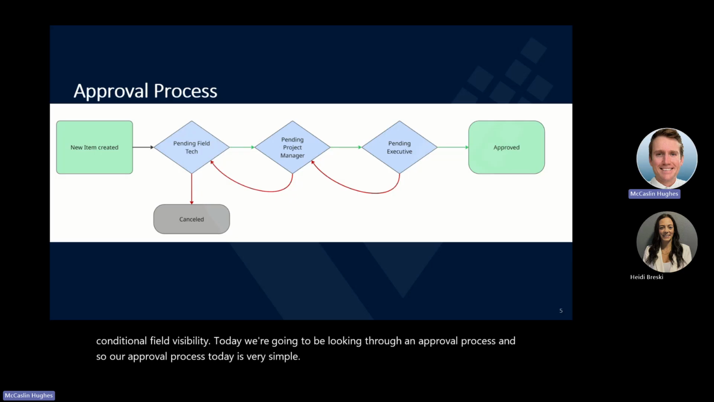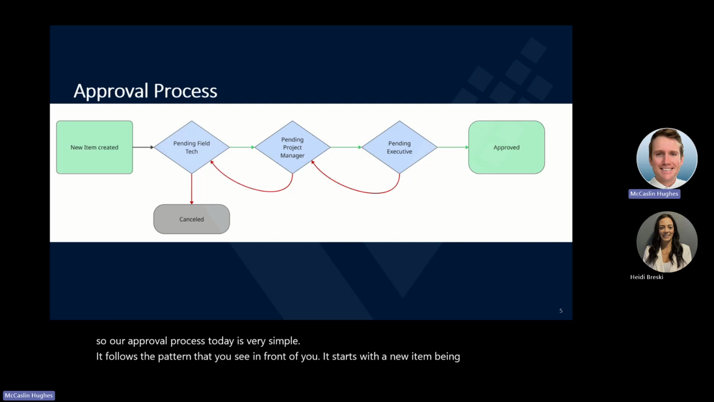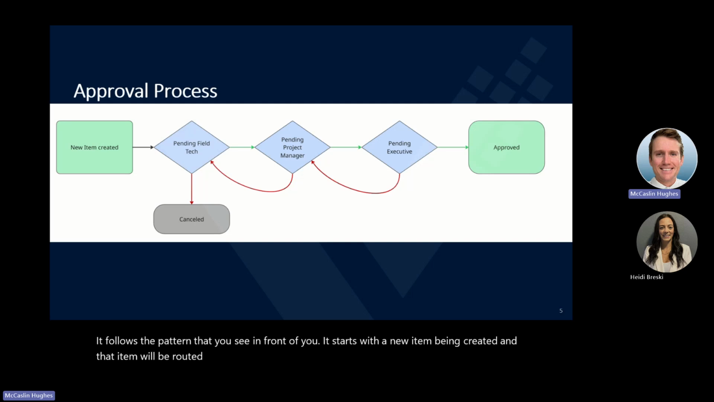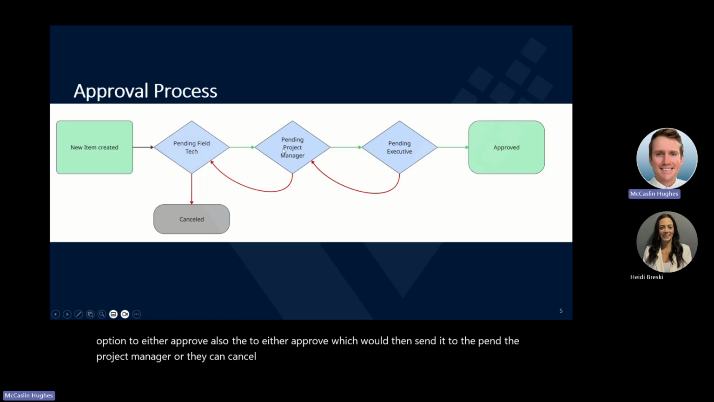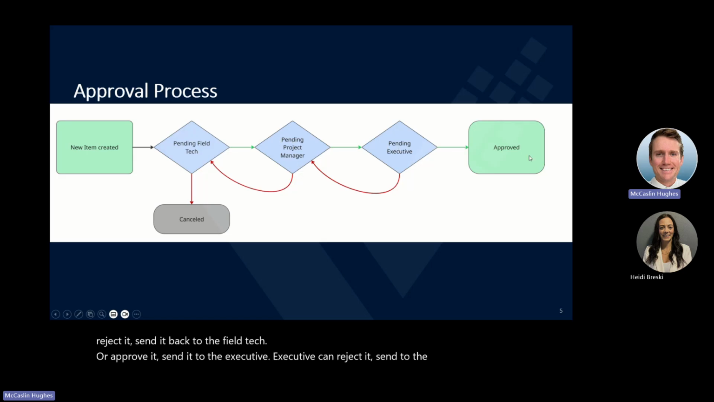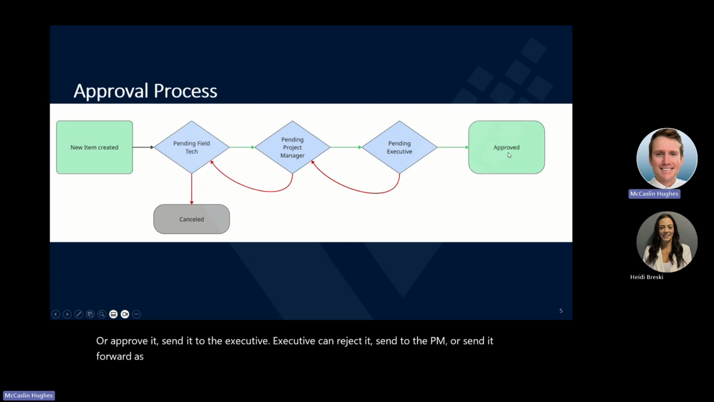It follows the pattern that you see in front of you. It starts with a new item being created, and that item will be routed to a pending field tech stage or status. And the field tech will have the option to either approve, which would then send it to the project manager, or they can cancel that request. Once it's in the project manager's hands, they can reject it, send it back to the field tech, or approve it, send it to the executive. Executive can reject it, send it to the PM, or send it forward as a fully approved item.